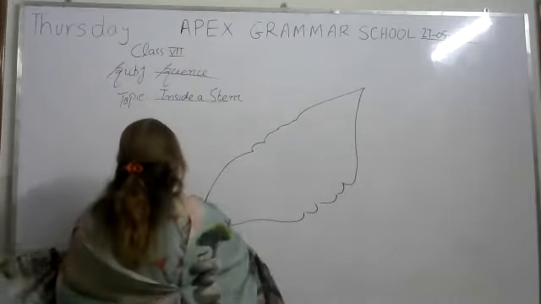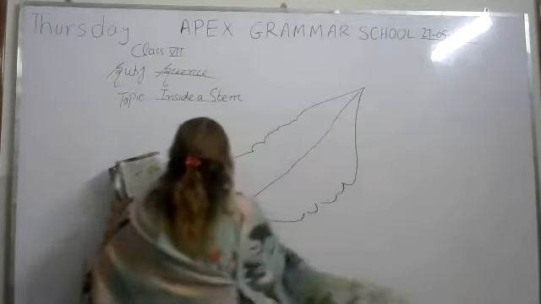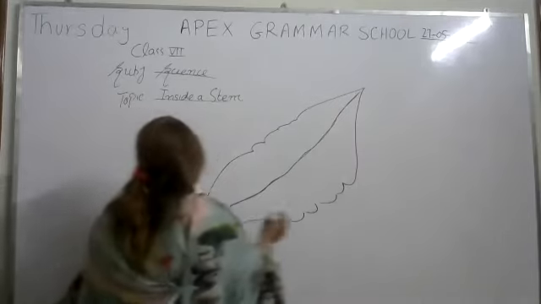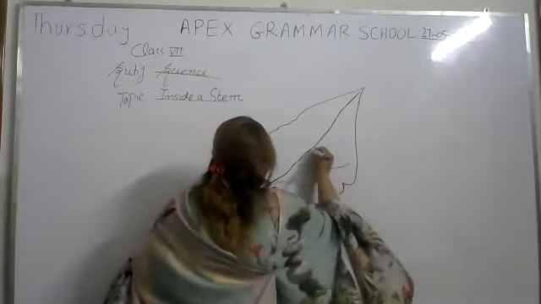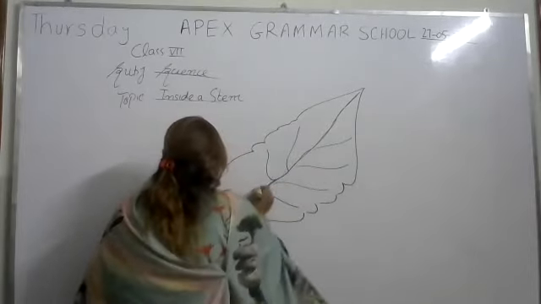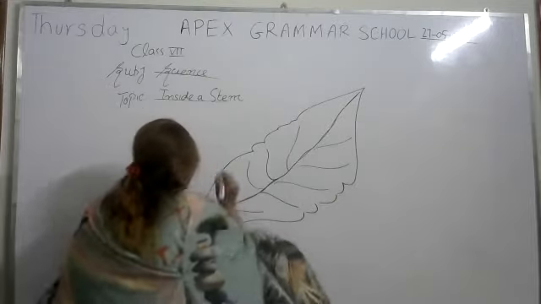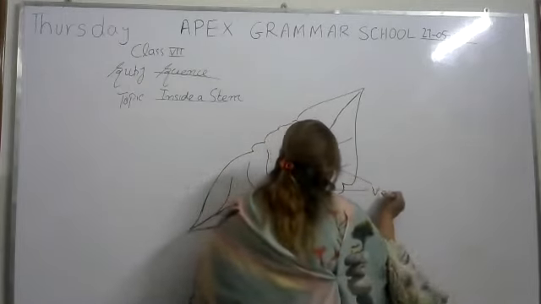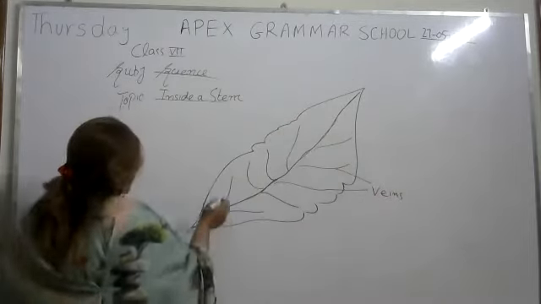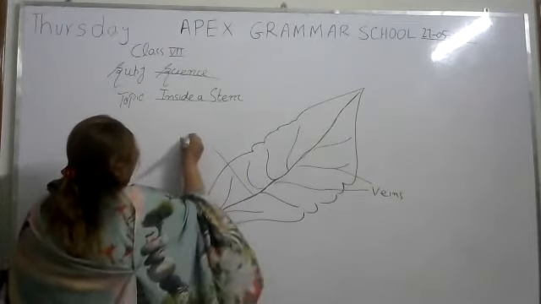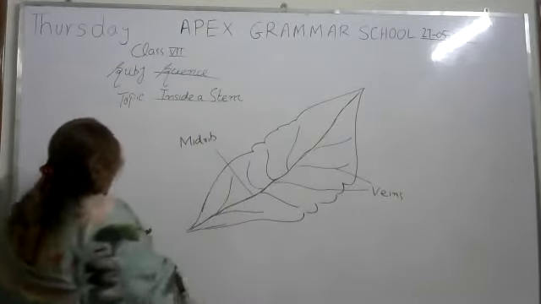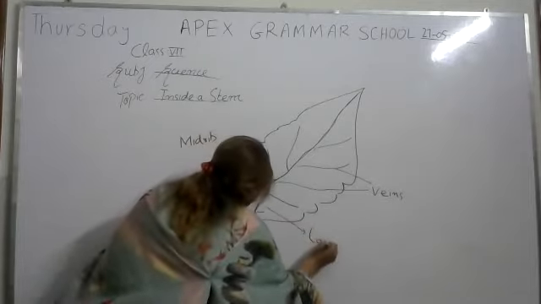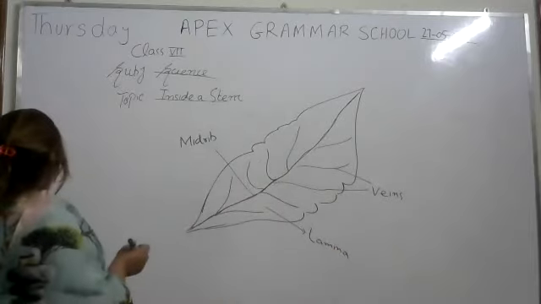A leaf. Okay. In the center of a leaf, there is a midrib, and it also has veins. These are called veins. The second part is called the membrane. This is called the petiole. And the main part is called the lamina. This is called the lamina, and this is called the sac.